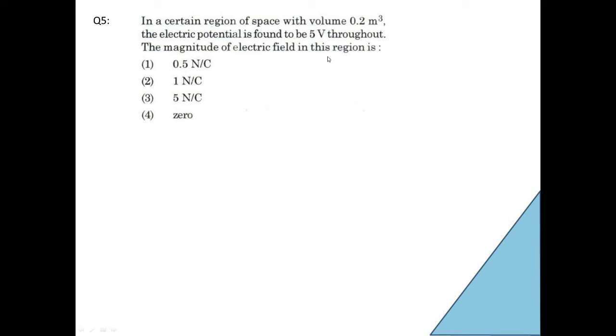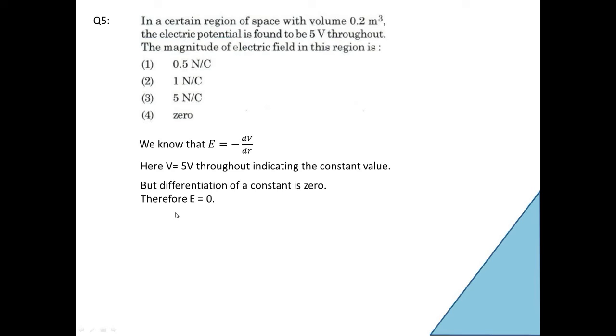Now you should think about a relation between electric potential and electric field. We already know that E is minus dV by dr, but it is given potential is found to be 5 volt throughout. That means constant. So potential is constant, and differentiation of a constant is 0. So electric field is 0. Therefore the fourth one is the correct option.